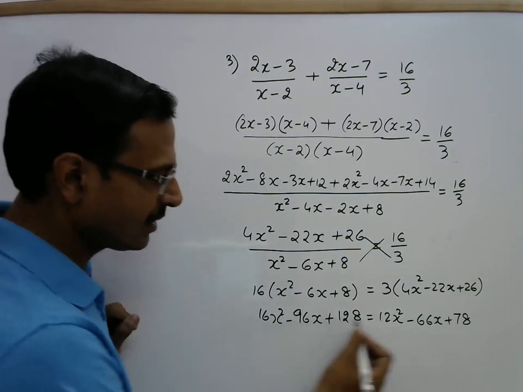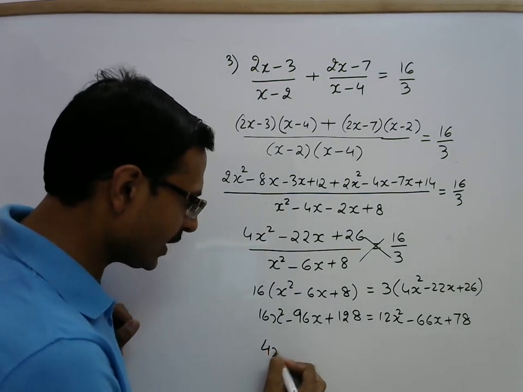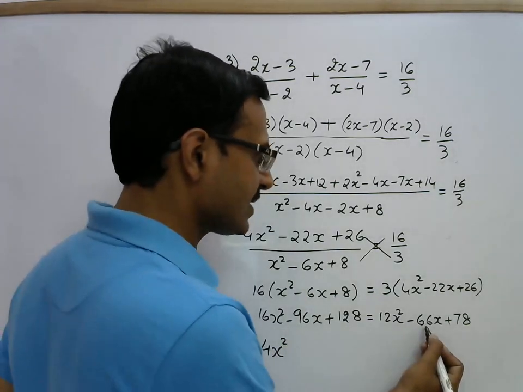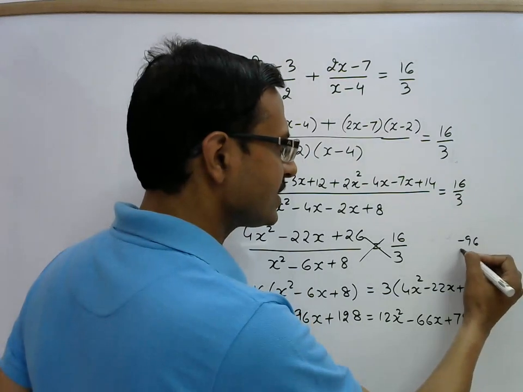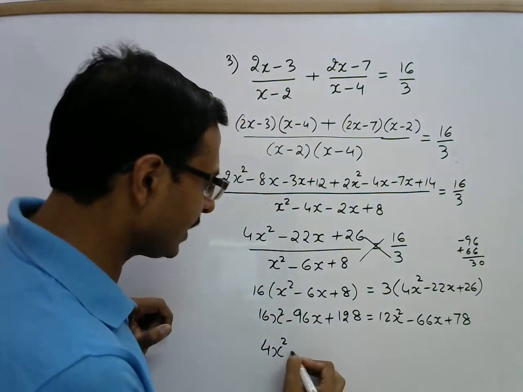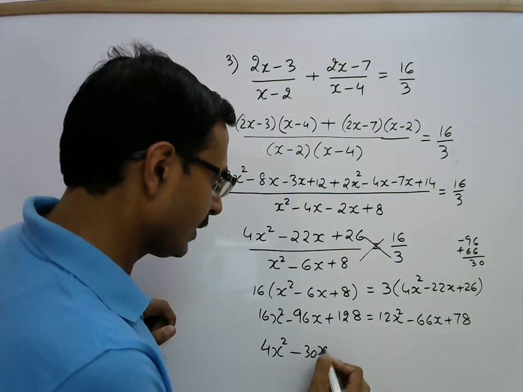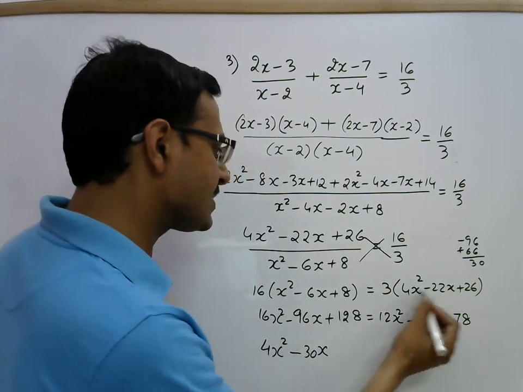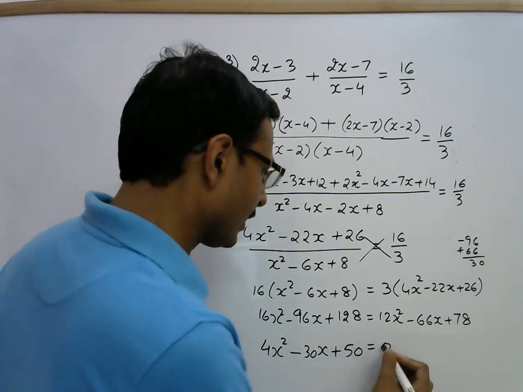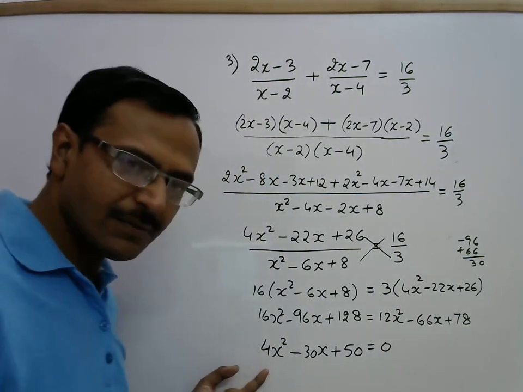So 16 minus 12, 4x square, minus 96 plus 66. So minus 96 plus 66, you have to subtract, it gives you minus 30. And 128 minus 78 gives you 50. So this is the quadratic equation which is formed.